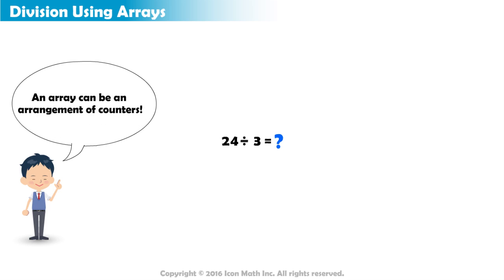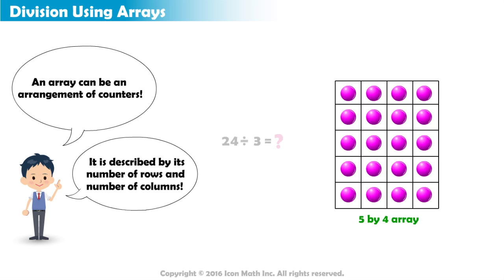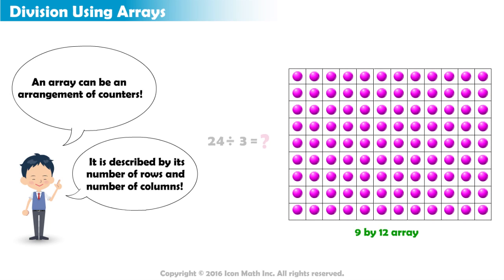An array can be an arrangement of counters. We describe an array by its number of rows and number of columns. For example, this is called a 5 by 4 array because it has 5 rows of 4 counters each. And this is a 9 by 12 array because it has 9 rows of 12 counters each.